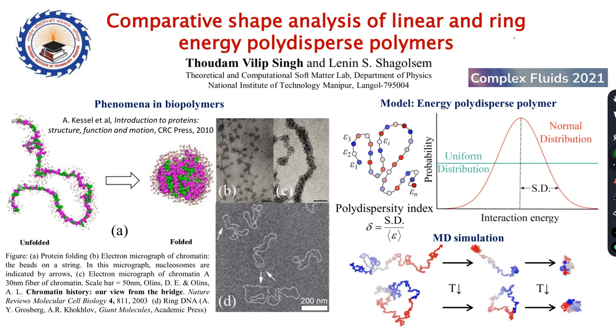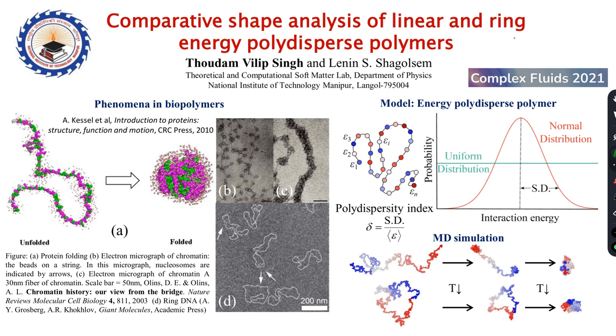Hello everyone, my name is Thoudam Vilip Singh and my topic is a comparative SEP analysis of linear and ring energy polydisperse polymers. Before we go into it, my motivation is that macromolecules such as proteins and nucleic acids are of great interest in various fields of science owing to their large masses that can result in a variety of topologies with different shapes and sizes.